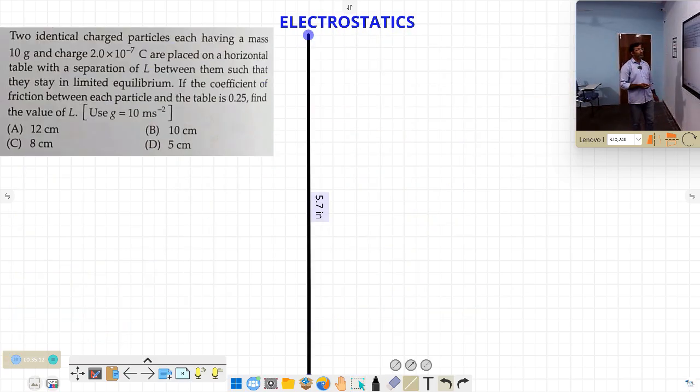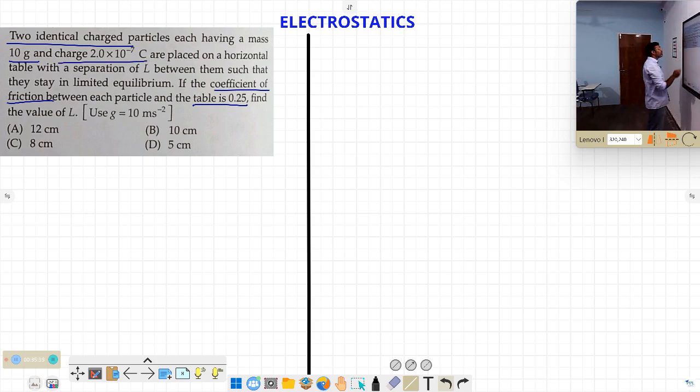Next question is linked with friction, because it is a coefficient of friction based question linked with electrostatics. So that is the point you need to understand here. You have to club the topics and find the formula for it. They have given two identical charges. How many charges? Two charges. Two identical means similar charges. Mass of the charge is given, 10 grams, and the charge is given as 2 into 10 power minus 7.